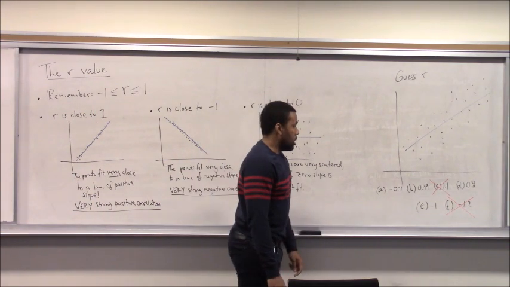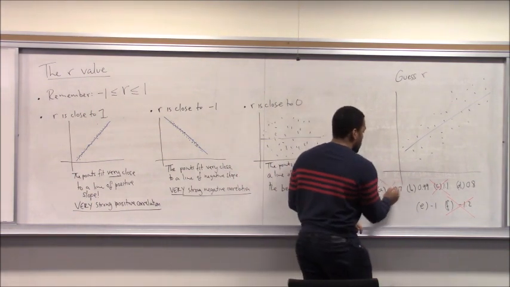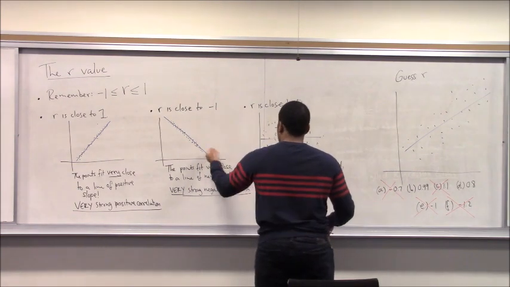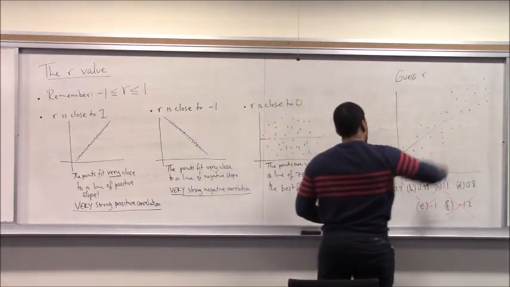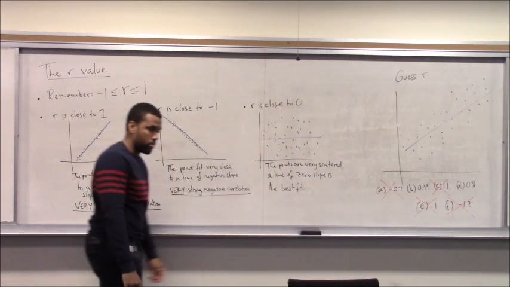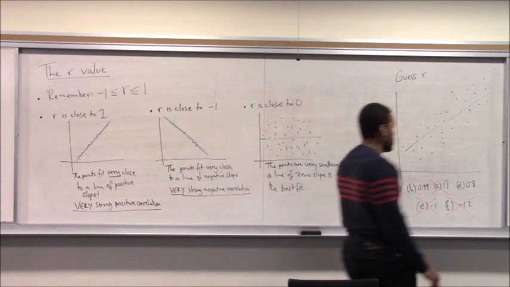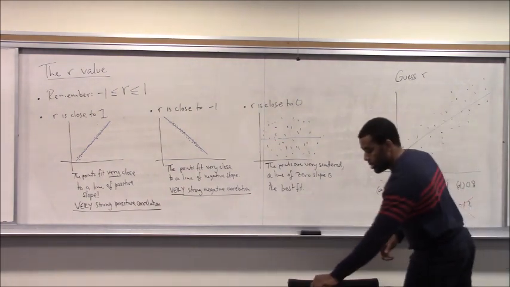The two negatives are gone. The negatives should be gone as well, because remember what it means for the R value to be negative. It means you're sloping downwards. Clearly here the line is moving upwards, so it's definitely one of the positive numbers. So now of these two, what would you say? D.